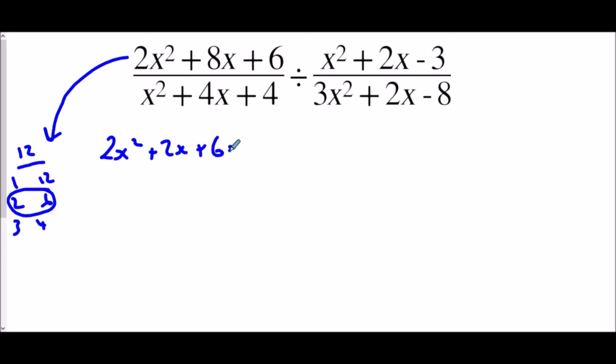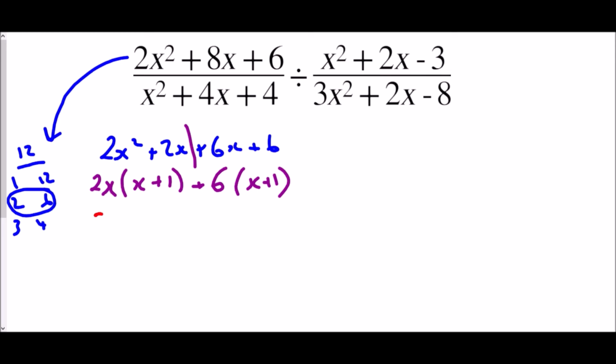plus 6x plus 6, and I'll split that, and that would give me 2x as my common factor and x plus 1 in the bracket. And in this case, to make sure that I get x plus 1, well, that would be 6 as my common factor. Bring them back together, 2x plus 6 and x plus 1.